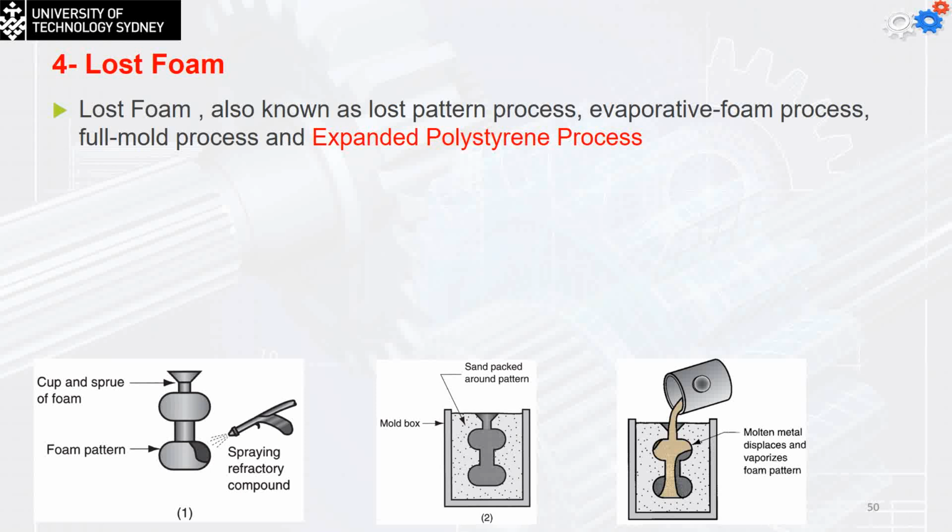And by the end, the cavity, which was actually filled by the foam, is going to be filled with the molten metal and get the shape required. It's called the lost foam, also known as the lost patterning process or evaporative foam process or full mold process and the expandable polystyrene process. The foam pattern is going to make the mold cavity.